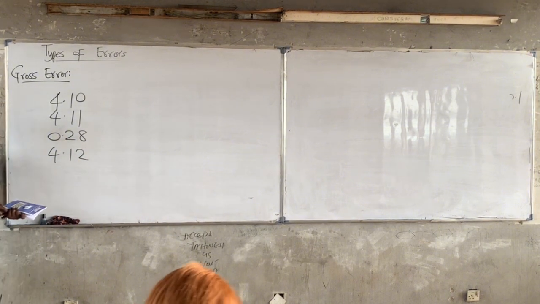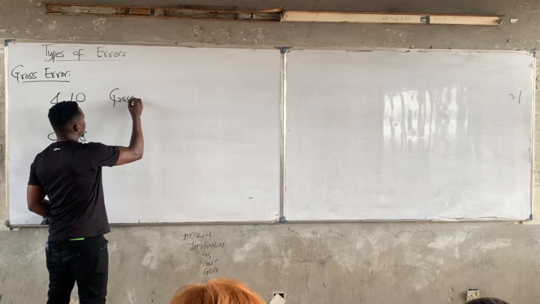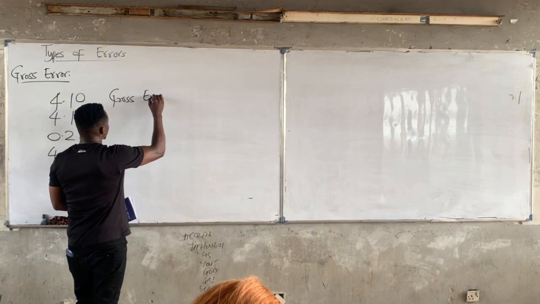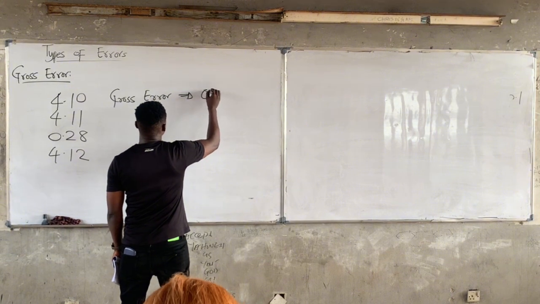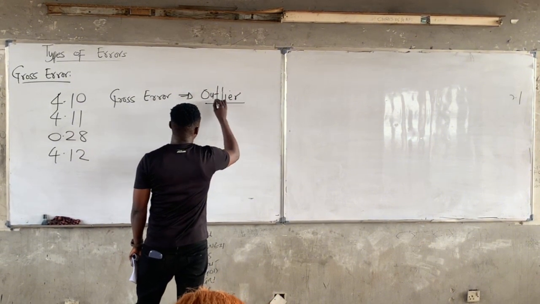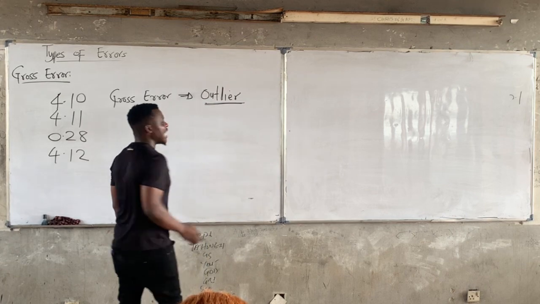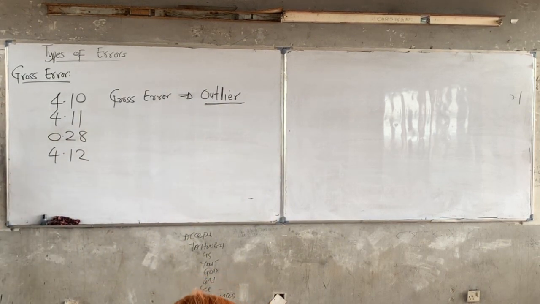Now look at this. Before you write this, gross error, there's one. This gross error characterizes an outlier. It characterizes a what? An outlier. What is an outlier? When they say something is lying outside, it means it's not part of the trend.